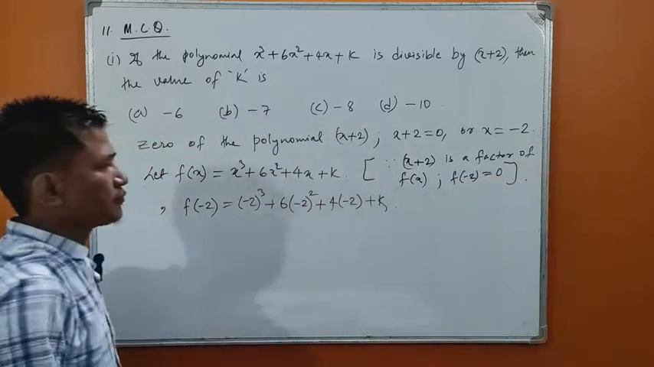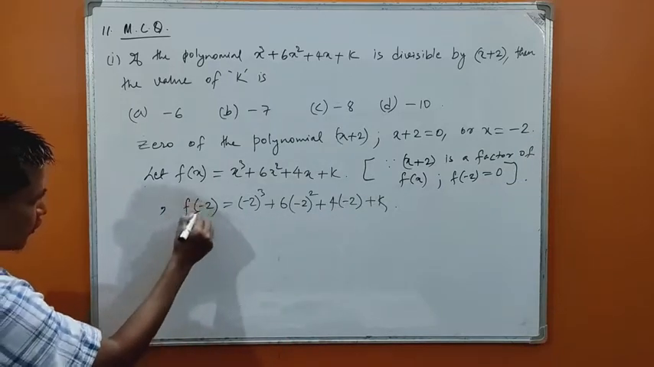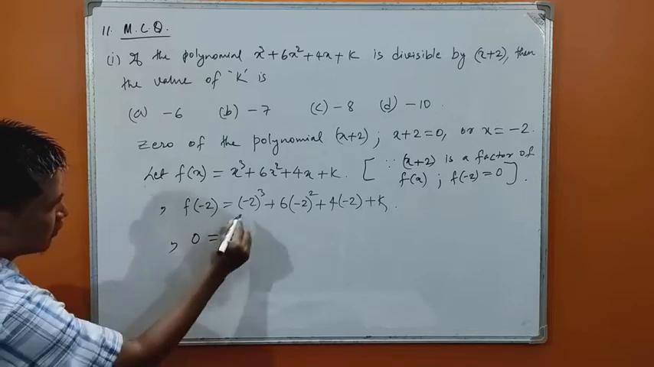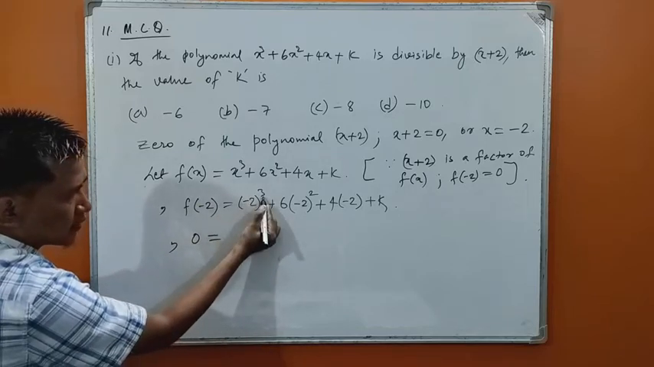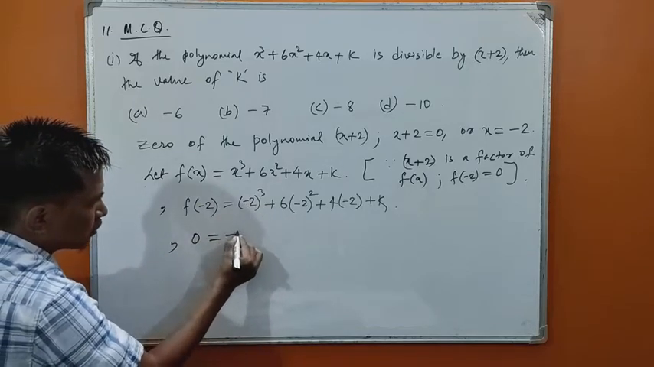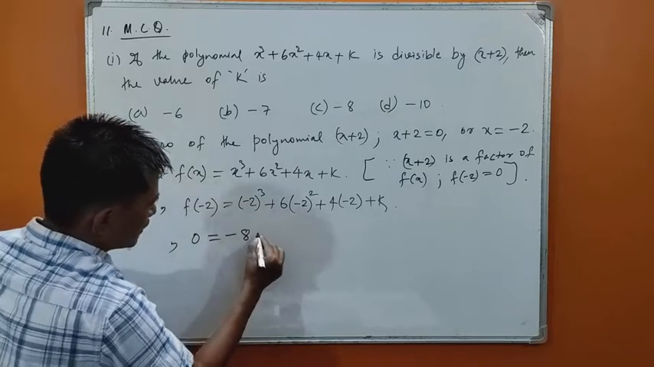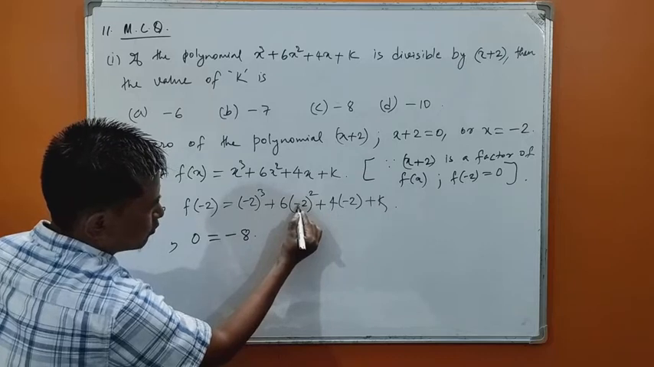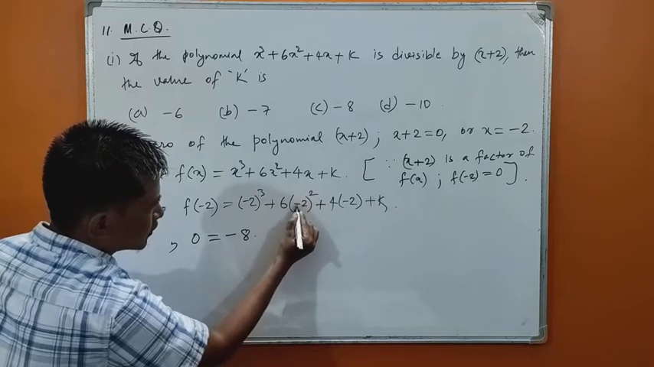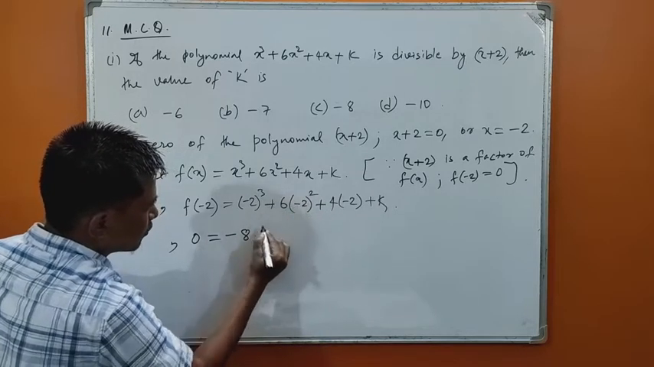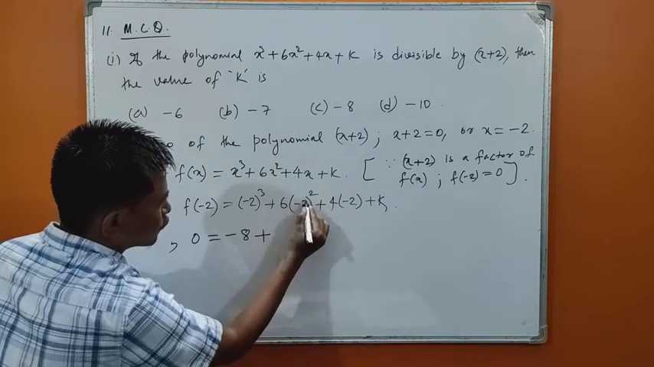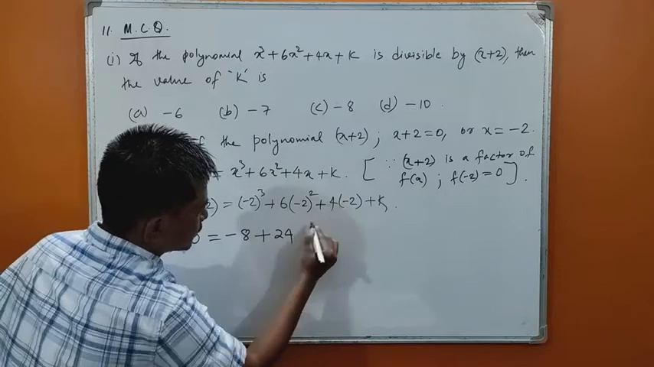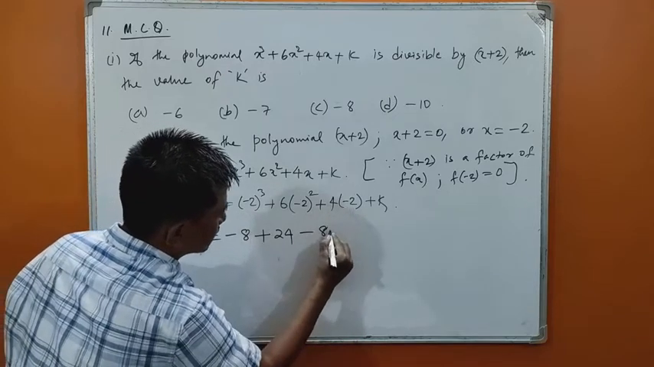Okay, f minus 2 should be equal to 0. Minus 2 cube means, since the power is odd number, the sign will remain minus, 2 cube means 8. This is even, so sign changes to plus. When the power is even number, sign changes to plus. This plus into this plus is plus. So 2 square is 4, 4 6 is 24. Plus into minus is minus, 4 2 is 8, plus k.